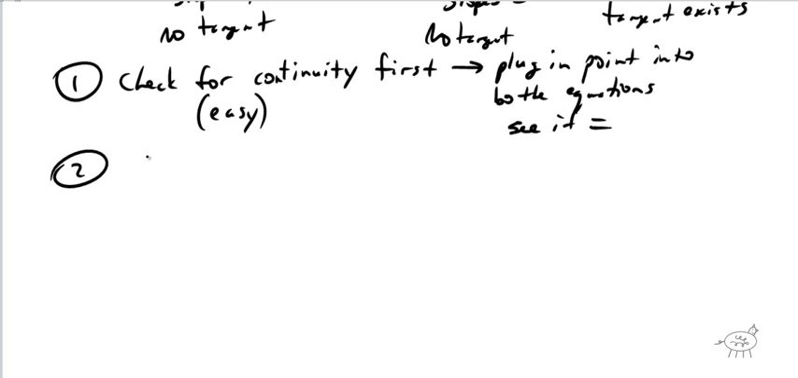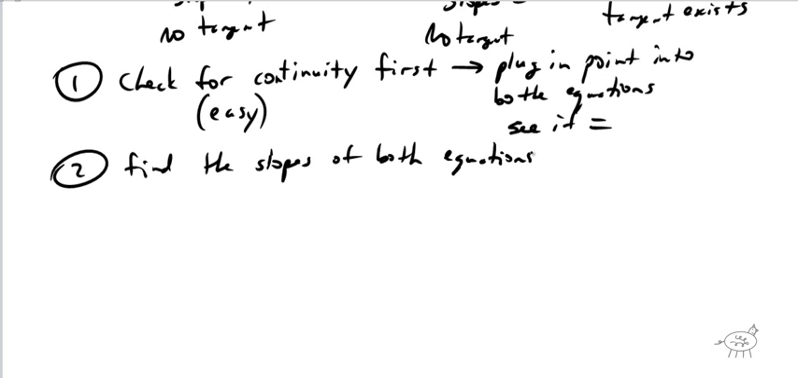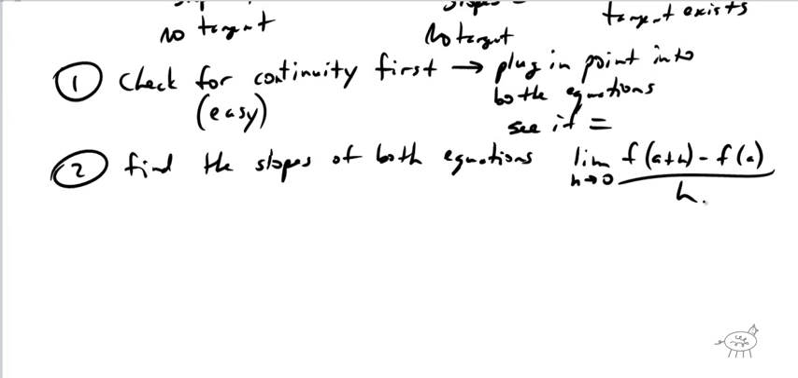The second thing you're going to do is find the slopes of both equations. Of course, we're going to use what we just learned: the limit as h approaches 0 of f of a plus h minus f of a all over h. I've got a few examples to give you, and again, always check for continuity first, and then check the slopes of both equations. So let's do that.